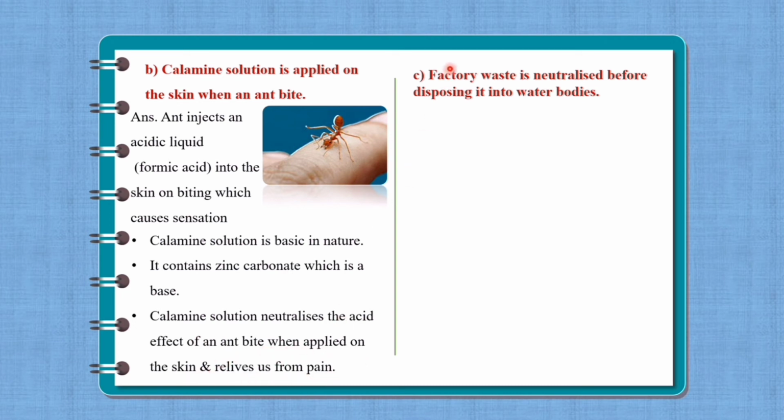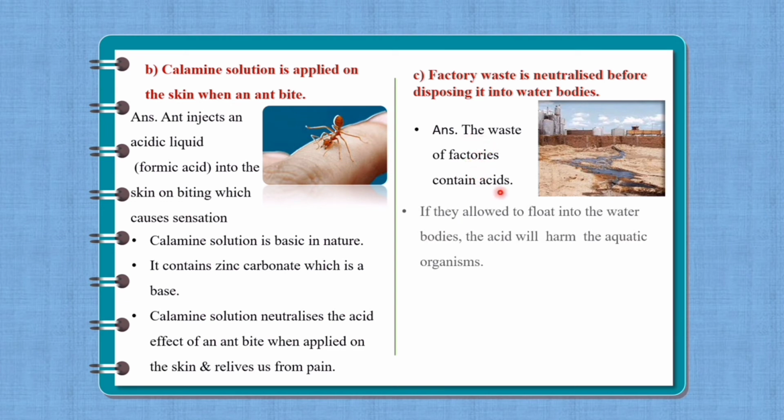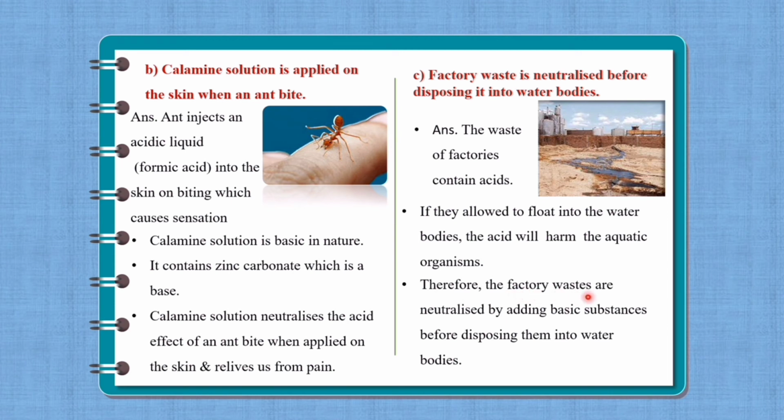Next question. Factory waste is neutralized before disposing it into water bodies. The waste of many factories contains acids. If they are allowed to flow into the water bodies, the acids will harm the aquatic organisms. So therefore the factory waste is neutralized by adding basic substances before disposing it into the water bodies.